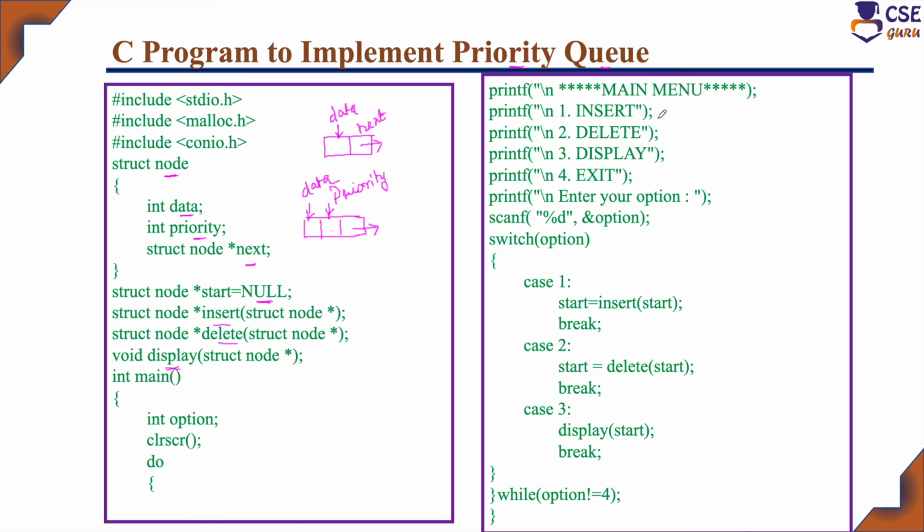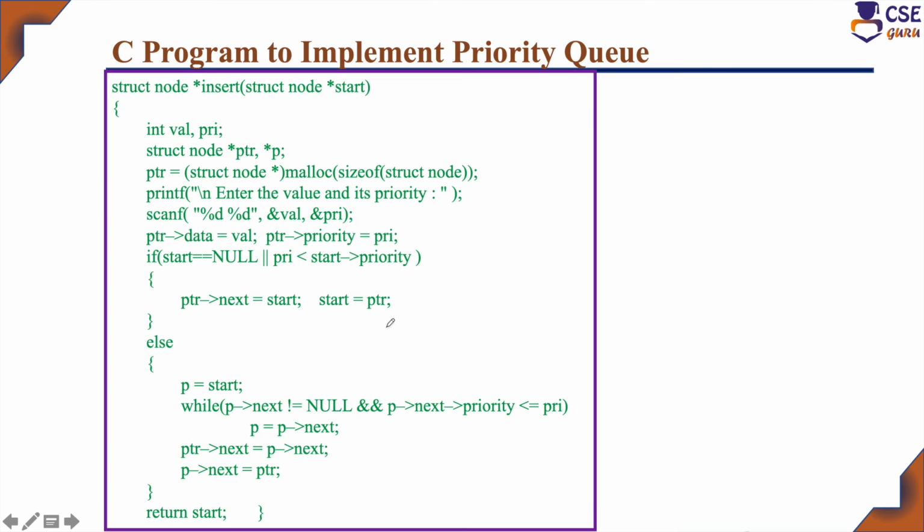Then here the menu options are insert, delete, display and then exit. So, option 1 means you have to insert an element. Option 2, that is case 2, means delete, case 3 means display, case 4 means exit. So, this is the main function and this is the C routine for insertion.